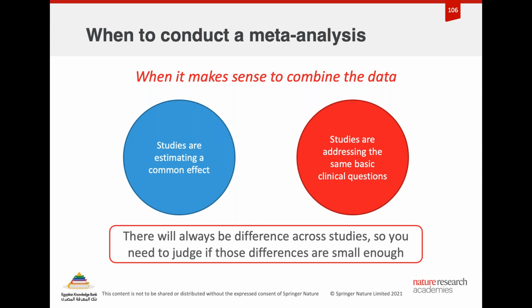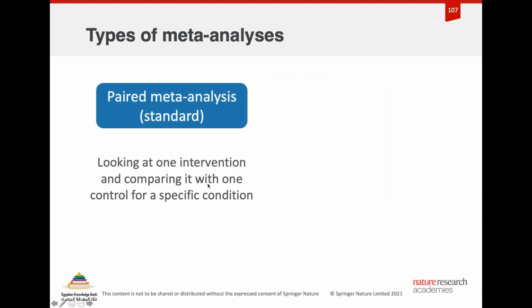You need to make the subjective evaluation. Do I think that these differences are minimal or are they quite severe? Severe, systematic review. Minimal, then I can do a meta-analysis. So this is really based on what you believe is going to be appropriate. There's really no measure to make this determination. Now, in terms of types of meta-analyses, the most standard one is a paired meta-analysis. So you have one intervention compared with a control, usually, for example, placebo or active comparator, but you're only looking at two arms in those studies.